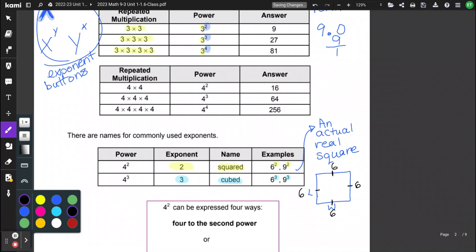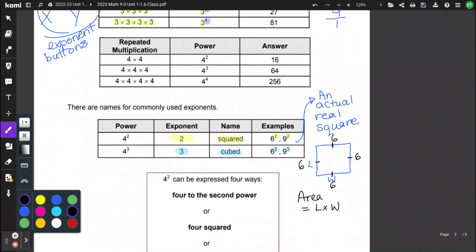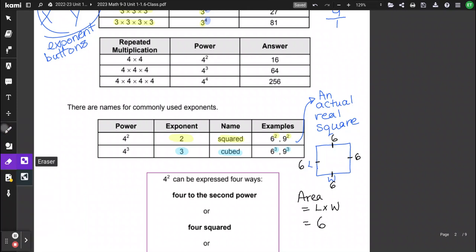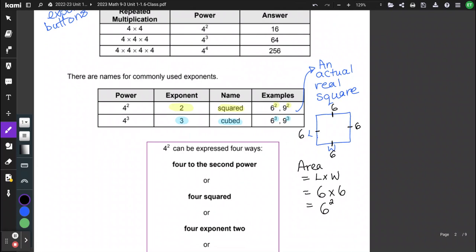So if I wanted area for that square, area is going to be length times width. And in this case, using powers, it's going to be 6 squared because I've got 6 times 6. So let me just back that step up a little bit here. I've got 6 times 6, the same number, so I would say 6 squared, okay? And area is always squared. That little 2 means that I multiplied 2 numbers together to get my answer. That's what that little 2 means, okay?